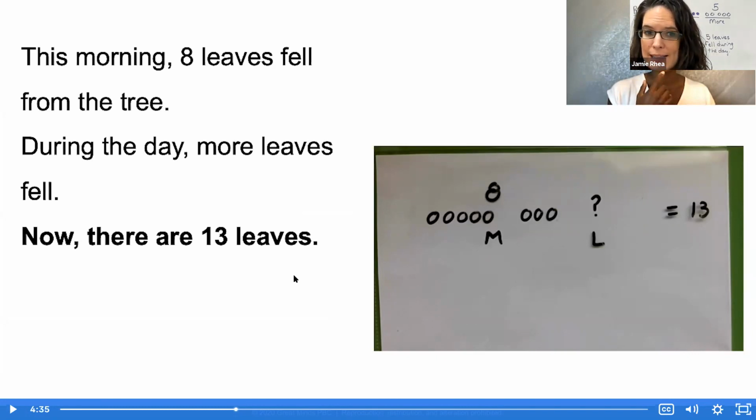Yeah, because right now I can see that there are 8 leaves that fell in the morning because she has 8 out with the M for morning. Then she has a question mark for the leaves that fell during the day, and she put L for leaves. Okay, so she didn't know how many fell during the day. So that shows that in the story. Now there are 13 leaves. Now she put equals 13 because we know that the total number of leaves that fell were 13. Okay, so far her picture matches her story. Now our picture matched our story a few minutes ago, but we went ahead and solved. So let's keep going.